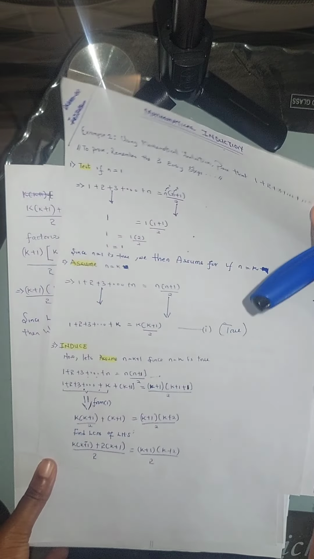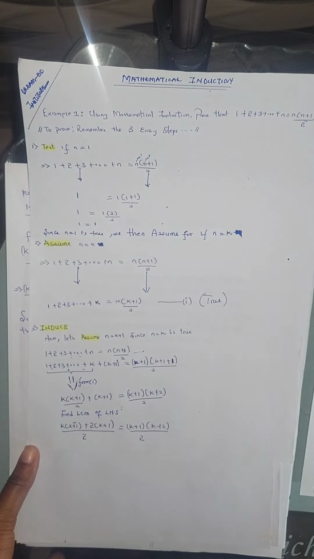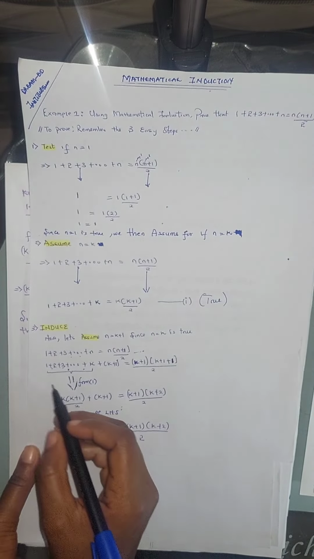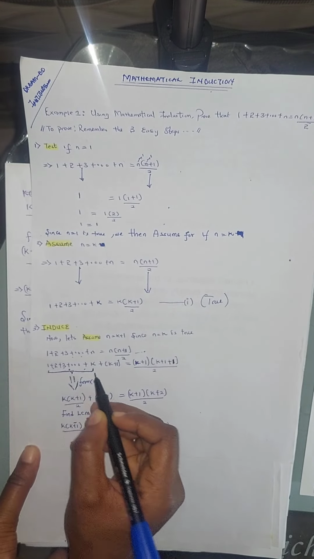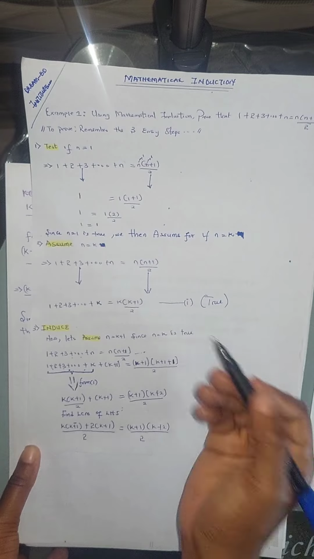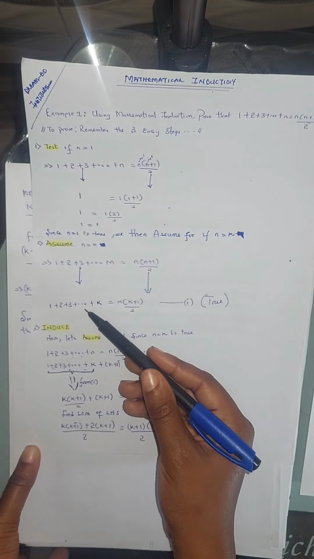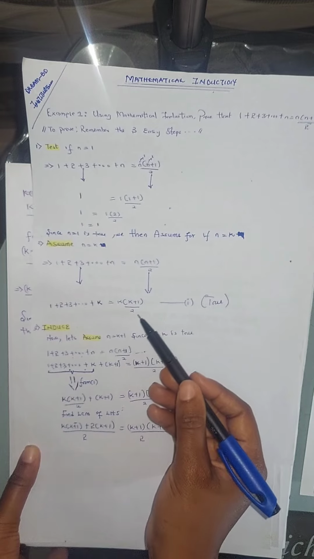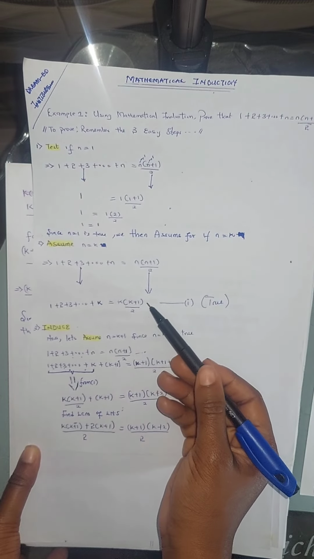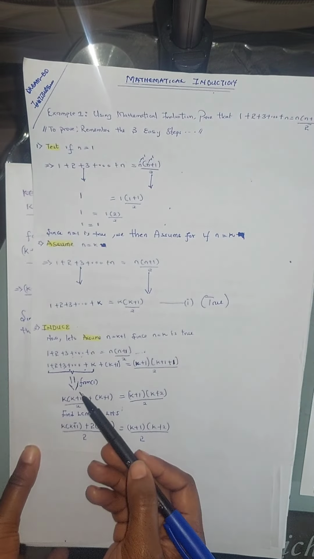Now let's start to solve mathematically, gently. Don't forget that this whole expression you have here is what we have as equation 1. Look at it. 1 plus 2 plus 3 plus up to k is equal to whatever I have here, k plus 1 over 2, which is what I have here now.